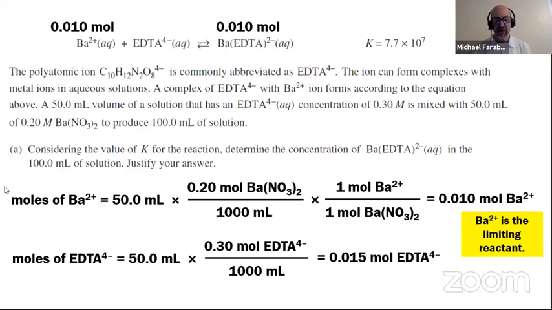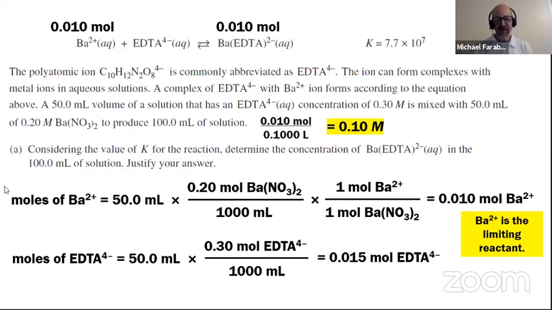Now, the answer to this question, which we haven't gotten yet, is what is the concentration of the barium EDTA complex, the product, in solution? And it was 100 milliliters or 0.1 liters. So our answer, 0.01 divided by 0.1, is 0.1.